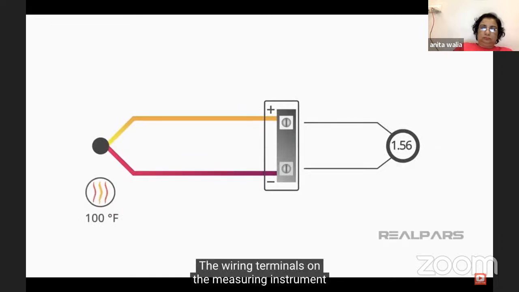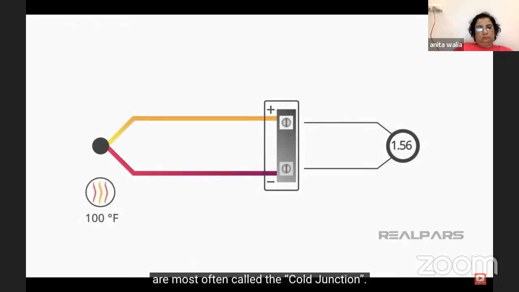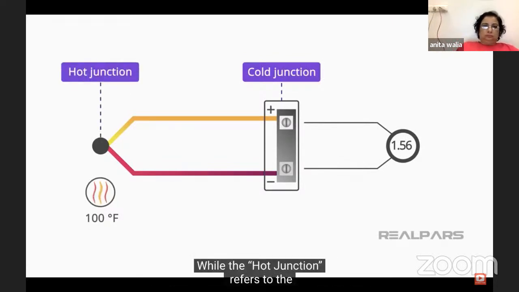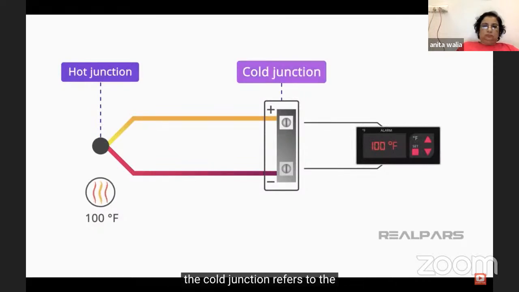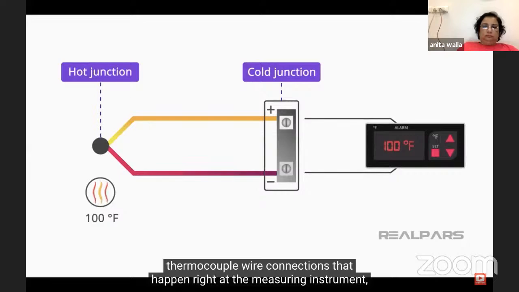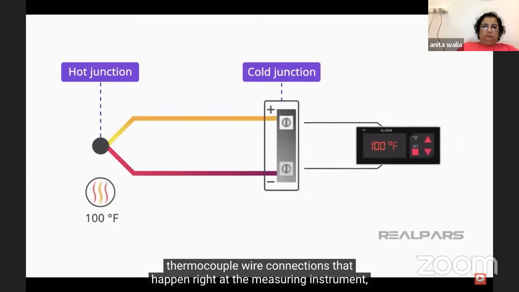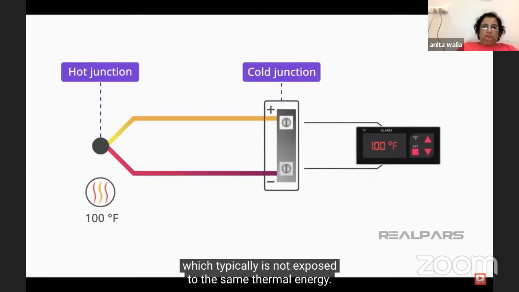The wiring terminals on the measuring instrument are most often called the cold junction, while the hot junction refers to the tip of the thermocouple that will be exposed to the heat source of interest. The cold junction refers to the thermocouple wire connections that happen right at the measuring instrument, which typically is not exposed to the same thermal energy.